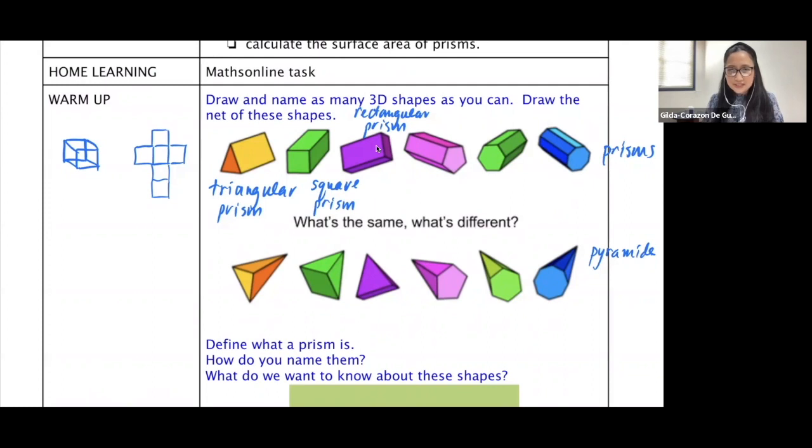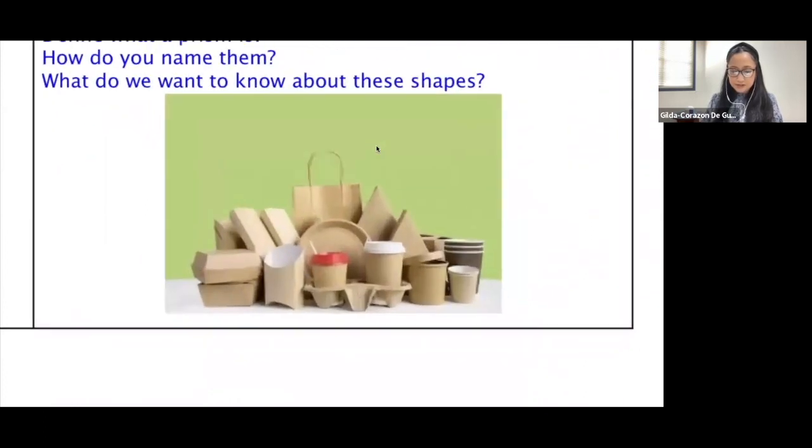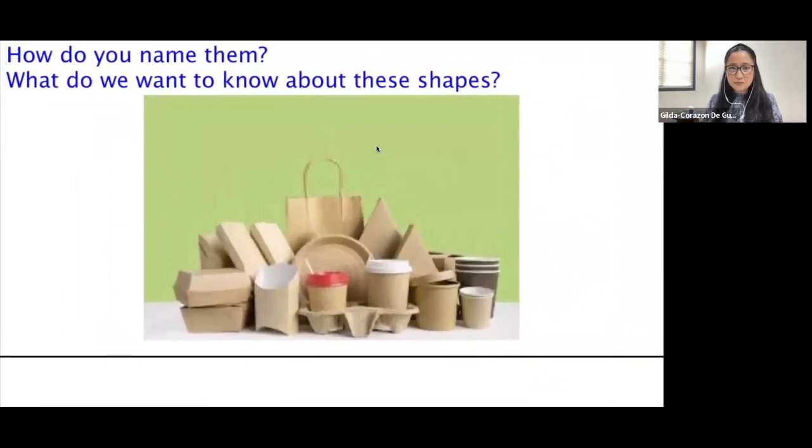So looking at these shapes here, what do mathematicians want to know about these shapes, right? What do we want to know about how these shapes are used? If we are going to use them, what do we want to know about these shapes, right? I'll give you a clue. Well, we've got several packagings here, and they all look like 3D shapes, right? And with these packagings, what we want to know is how much can we fit inside those packagings, right?